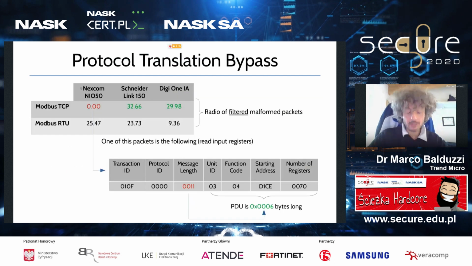Let's look now at translation bypass, which is actually the core of our research. We start by evaluating the ability of the different devices to drop malformed packets. What we did, we generated with our fuzzer a set of thousands of malformed packets. We sent this list of packets to all the devices, and we tested their capabilities in dropping the set of malformed packets.